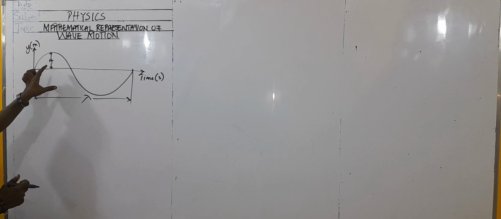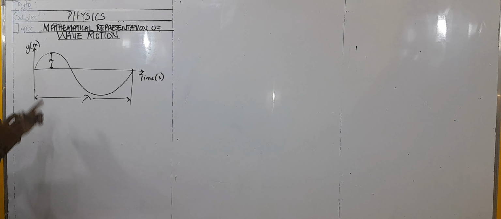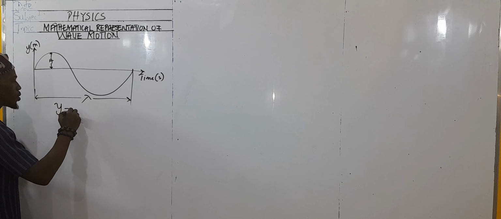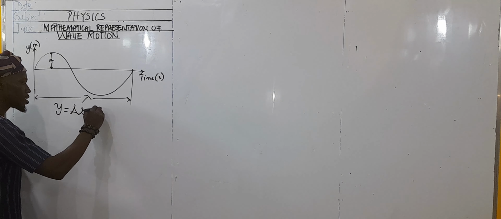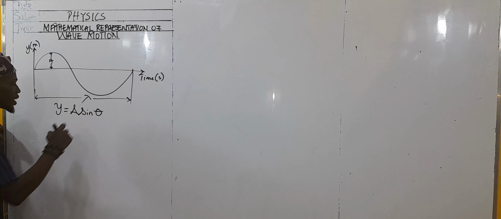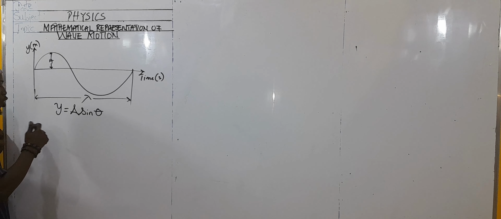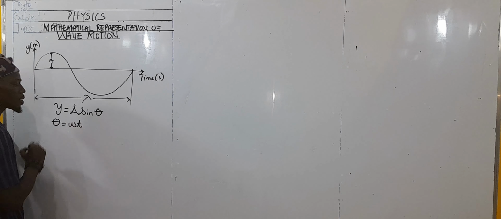Now, if you look at this diagram very well, you discover that this graph is a sine graph. So it means that y equals A, which is the amplitude, sine theta. Mathematically, from simple harmonic motion, we know that theta equals angular speed times time.